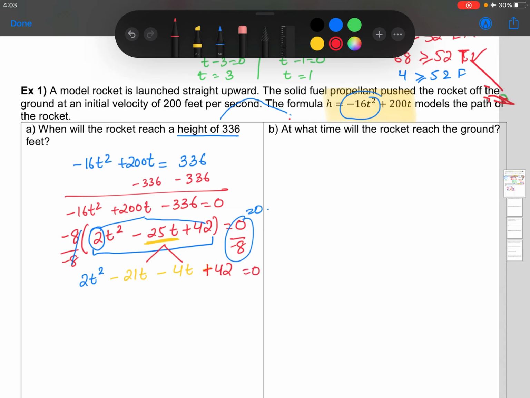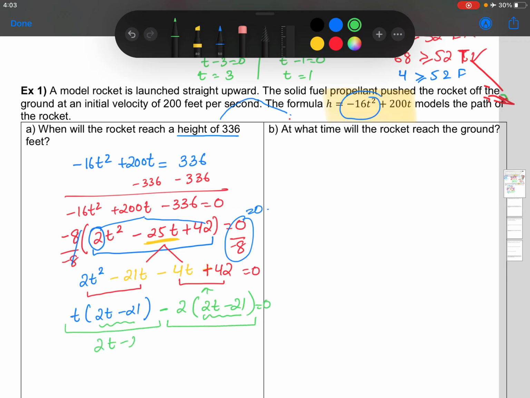Anyways, back to this. Now you have 4 terms. What do you do? You pair them up or group them and then do factor by grouping. What's the GCF of the first pair? Just t. So I'm left with 2t minus 21. Bring down this sign. Minus, again the GCF is 2. You should be left with 2t minus 21, and you can check. It's the same. If you distribute it, you should end up with this thing. So again, you have 2 terms. What's the GCF? 2t minus 21, and then you're left with t minus 2.